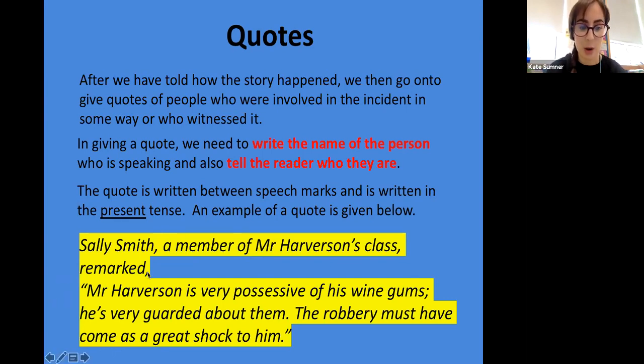And then I've got my comma and my speech marks. "Mr. Harvison is very possessive of his wine gums. He's very guarded about them. The robbery must have come as a great shock to him." And you can tell it's present tense because you've got "is" and "must have". So she's telling you what happened.